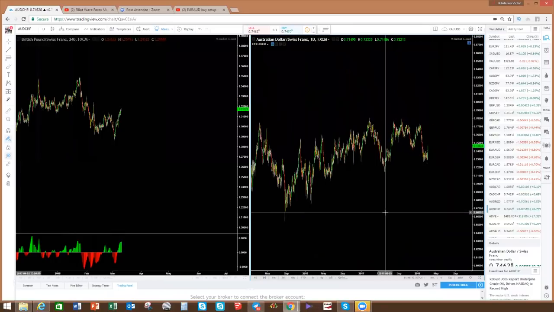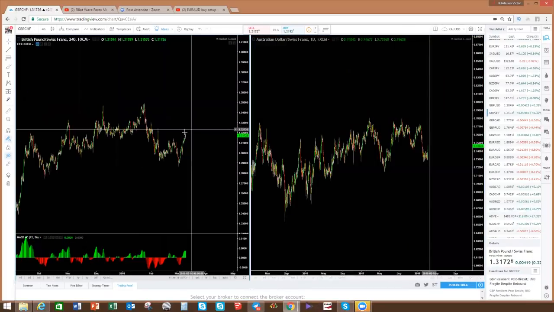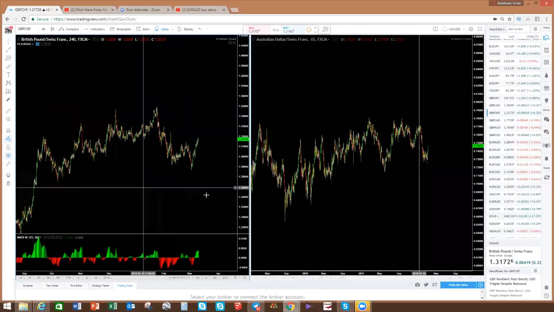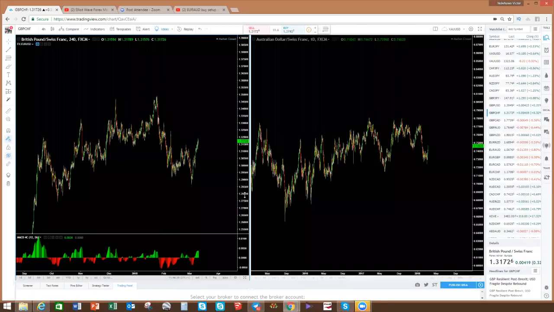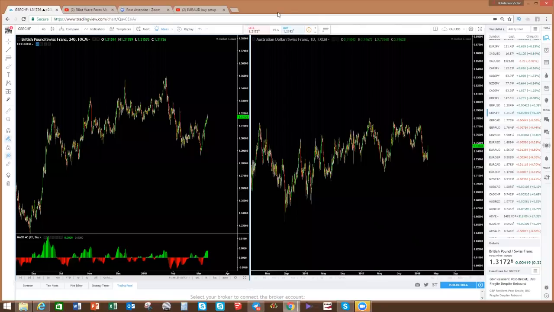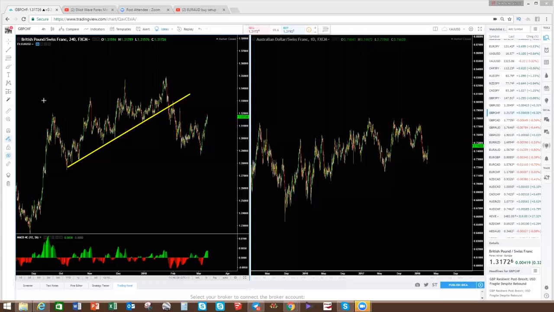AUDCHF. Remember, when you're trading, people get correlations wrong because you don't understand that there's a time lag between the correlations. So if you look at this one, this is pound CHF. This is the one that we're looking at now. We're looking at this diagonal going up like that, right? Similarly, on pound CHF, we had this diagonal looking like that. Okay, what did that diagonal do? It broke to the downside with that move, right?